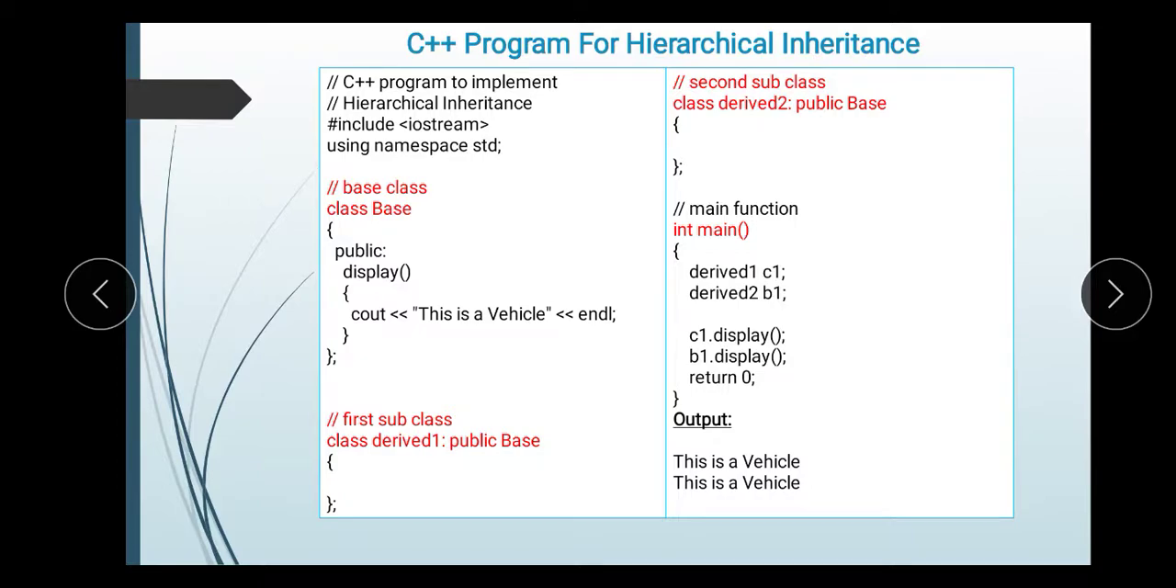Now in this case we have two derived classes and we are creating two separate objects of these two derived classes, and via these objects we can access the member function of the base class, that is C1.display and B1.display, and both are displaying the same output, that is "This is a vehicle". Our output is displayed two times because we are accessing the member function of the base class through two different objects.